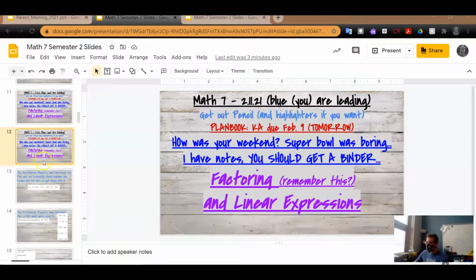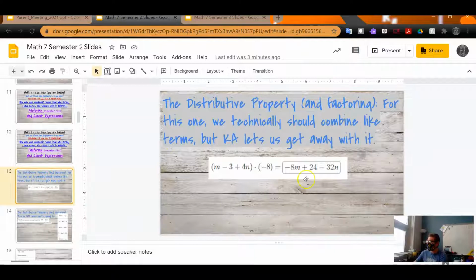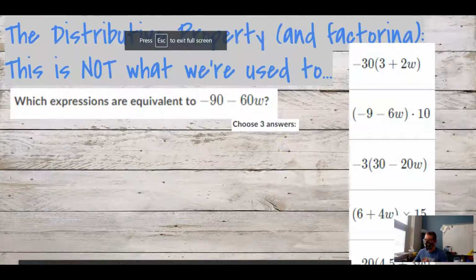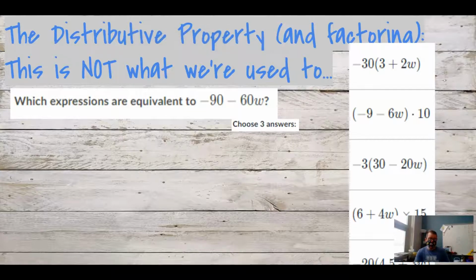Okay, so we should have negative 8m plus 24 and a negative 32 in there. So factoring, we need to review our vocab for factoring if we're going to factor things. Can you remember what we said factoring means? We talked about this, it was probably 2 weeks ago.